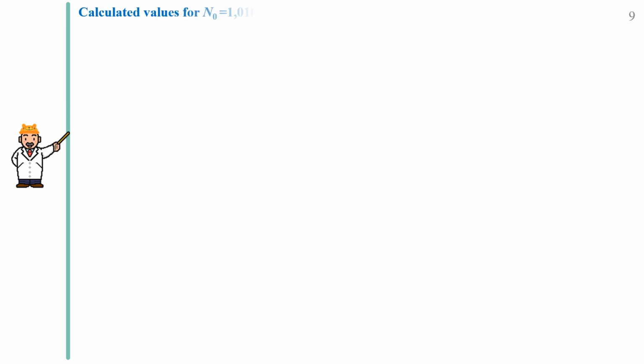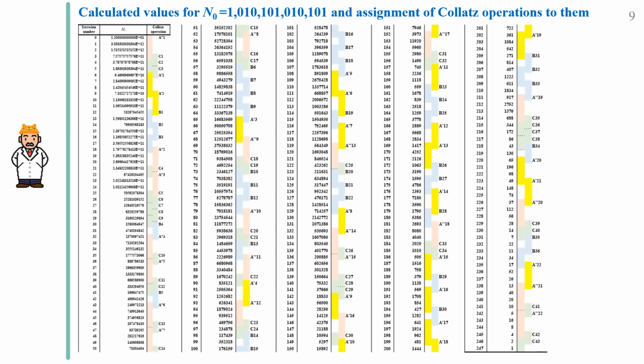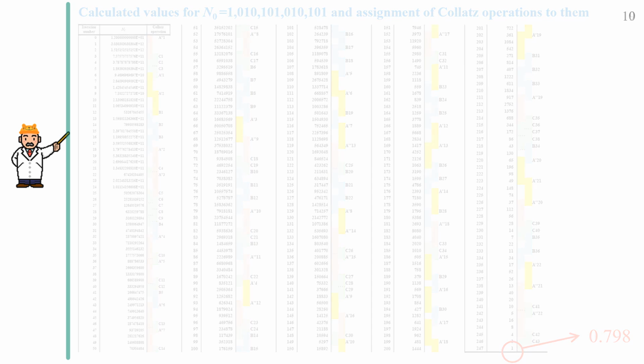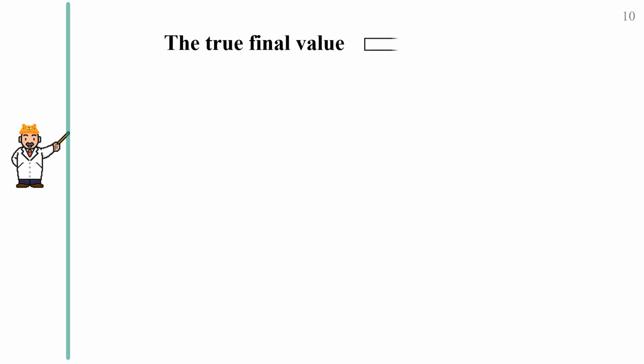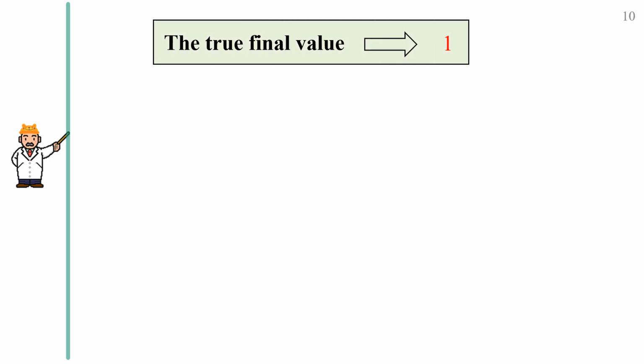In addition, the changes in the iterative calculated values when n_0 equals 1 trillion, 10 billion, 101 million, 10,000, 101 are shown in the table. 123 Collatz operation types can be assigned to these values. When we perform the calculation using the rates of change mentioned earlier, the final calculated value becomes 0.798. These final values should, in principle, all be equal to 1, as shown in the table.